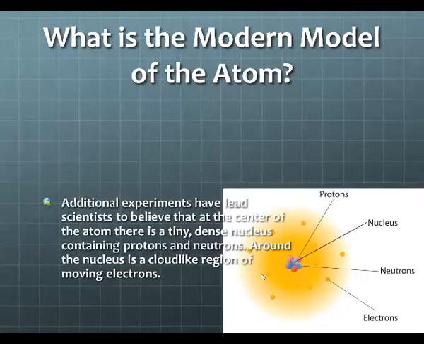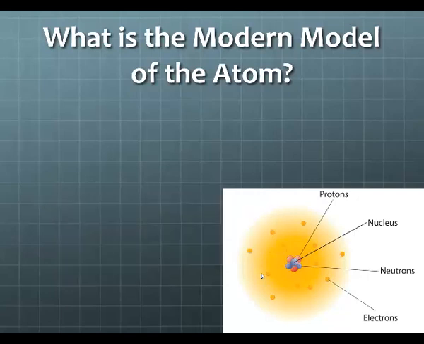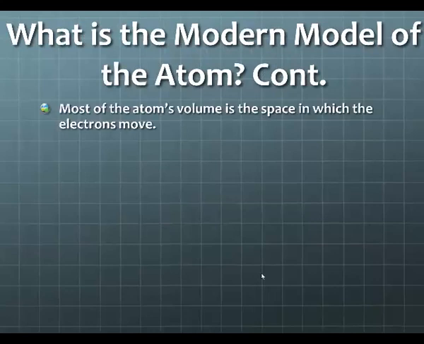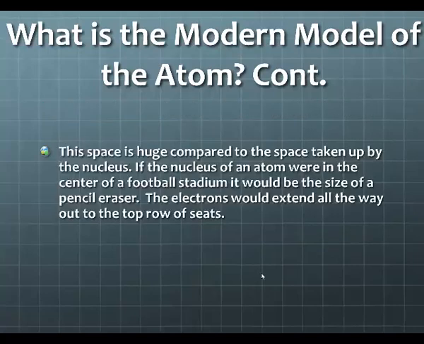Additional experiments have led scientists to believe that at the center of the atom there is a tiny, dense nucleus containing protons and neutrons. Around the nucleus is a cloud-like region of moving electrons. Most of the atom's volume is the space in which the electrons move. This space is huge compared to the space taken up by the nucleus.